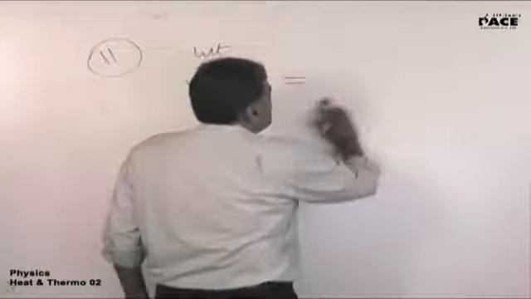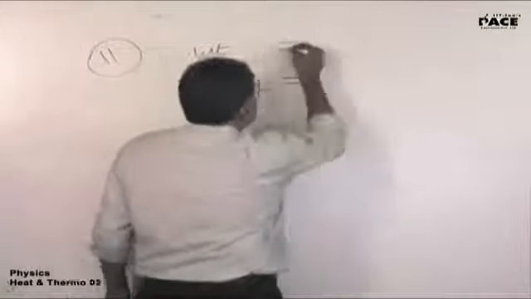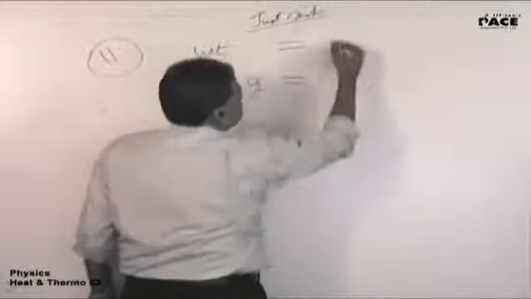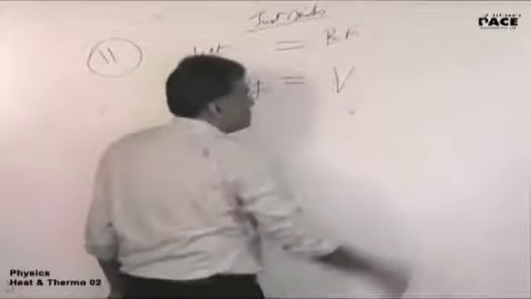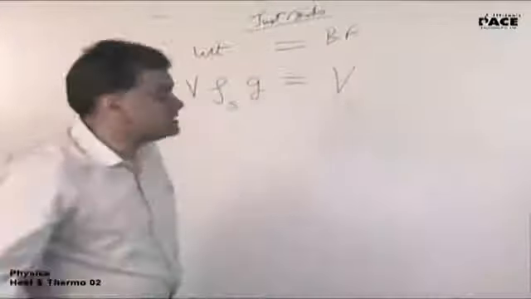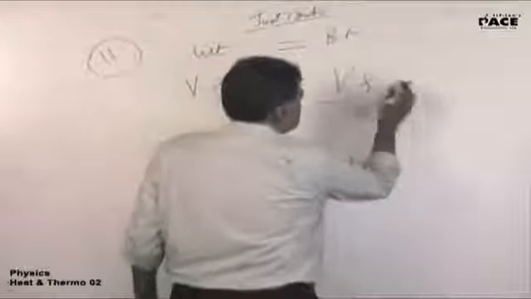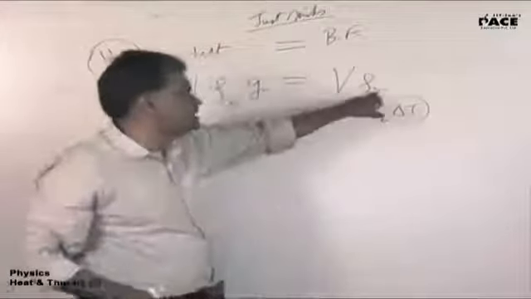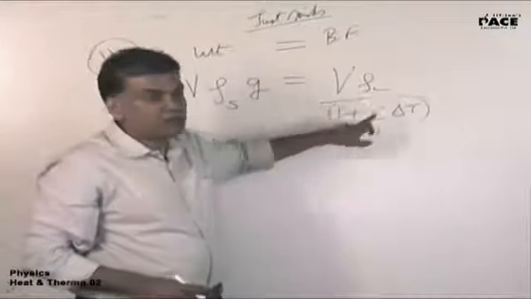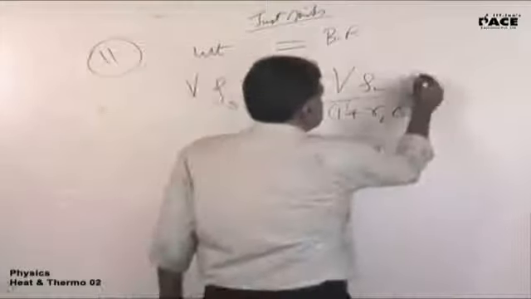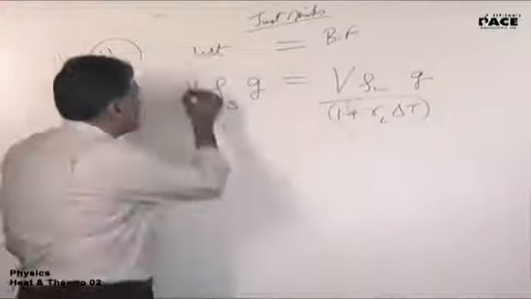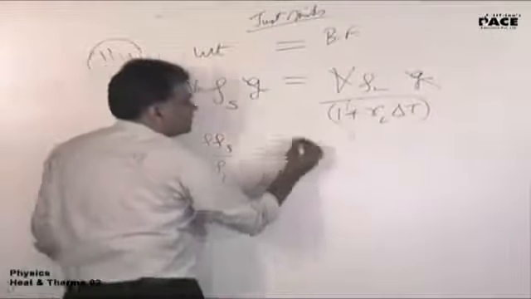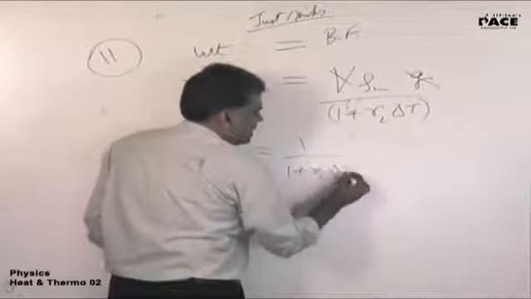Now what is this equal to, when it just sinks? What is the volume displaced? The volume displaced will also be V. And density of the liquid will be what? Density of the liquid will be rho L upon 1 plus gamma L delta T, because this was the density earlier, into G. So when you increase it like this, and this is equal to the weight, V and G cancel. So what do you get? You get rho s by rho L is equal to 1 plus gamma L delta T.